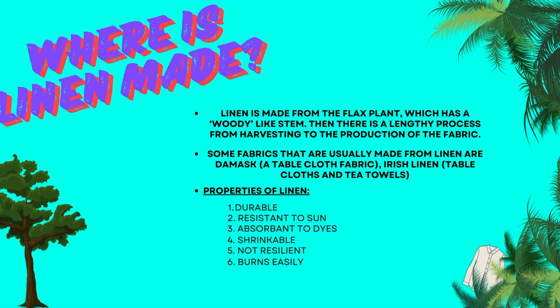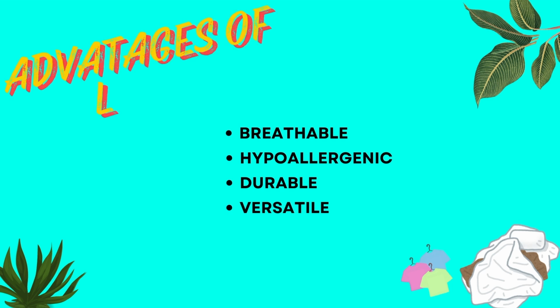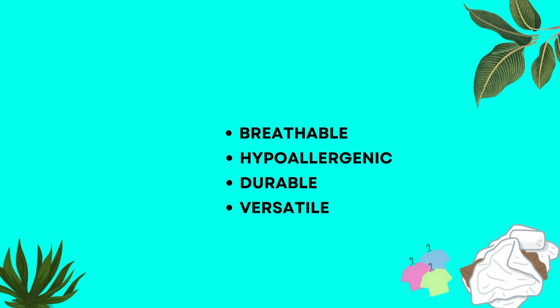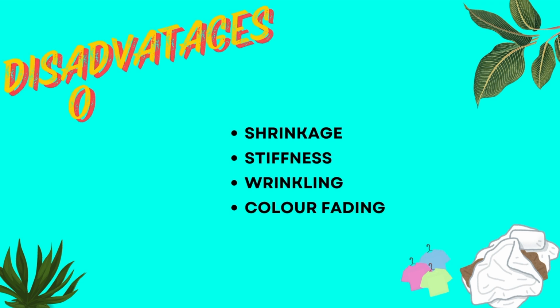Some properties of linen are that it is durable, resistant to sunlight, absorbent to dyes, shrinkable, not resilient, and it burns easily. Some advantages of linen are that it is breathable, durable, hypoallergenic, and versatile. Some disadvantages are that it shrinks, it's stiff, it can be wrinkly, color fading, and it is a high-cost fabric.